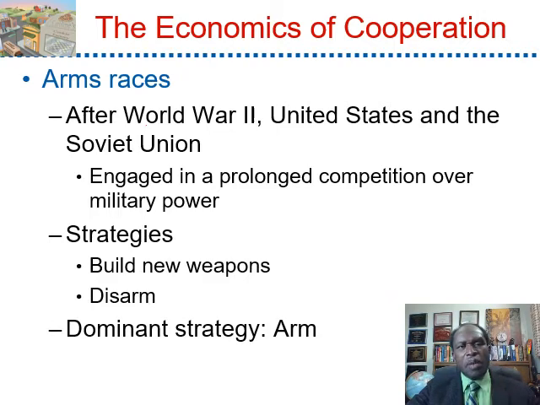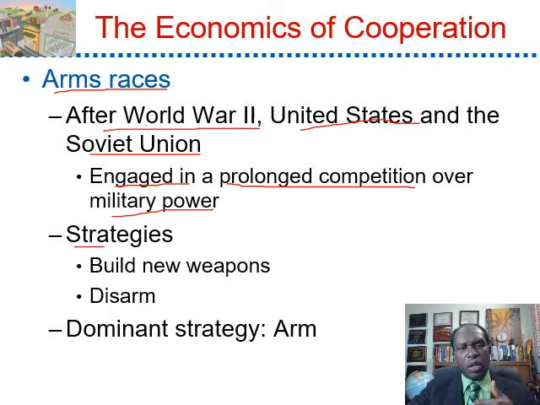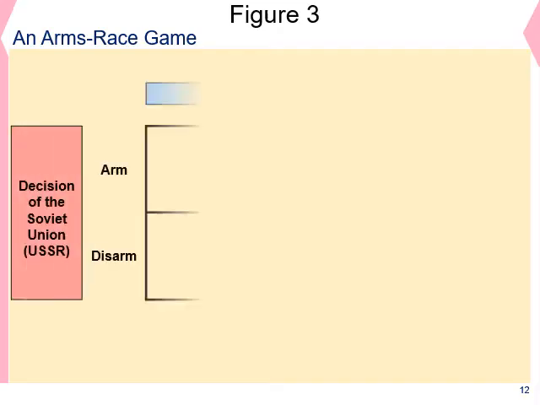The oligopoly game can also be applied to the arms race. After World War II, the United States and the former Soviet Union engaged in a prolonged competition over military power. These two countries had the strategy to build new weapons and also to disarm. So the dominant strategy was to arm.